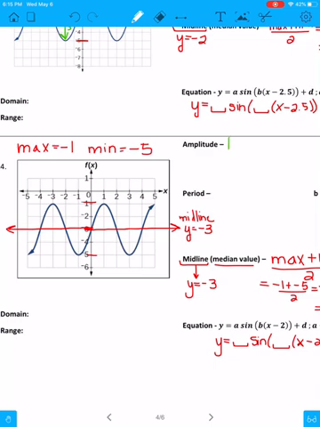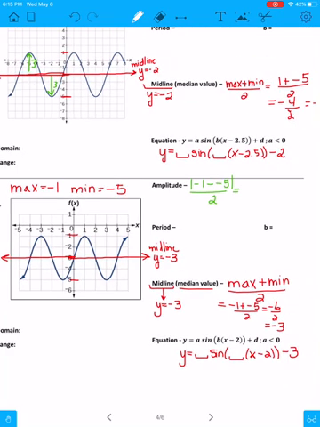So the absolute value of the maximum, which is negative 1, minus the minimum, which is negative 5, divided by 2, which is going to equal, minus and minus 5 becomes a plus. So I'm going to get negative 1 plus 5 is the absolute value of 4, divided by 2, which is 4 divided by 2, which is 2. So I should have an amplitude of 2. I'm going to check it. From the midline up is 2. From the midline down is 2. So my amplitude's correct.